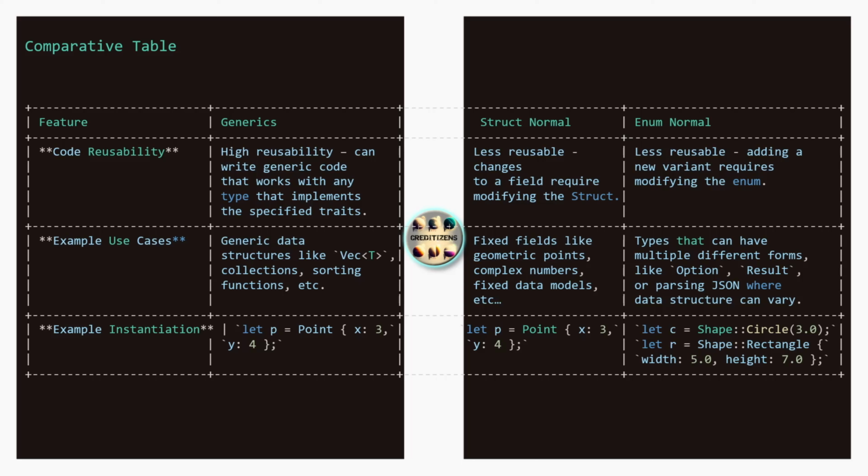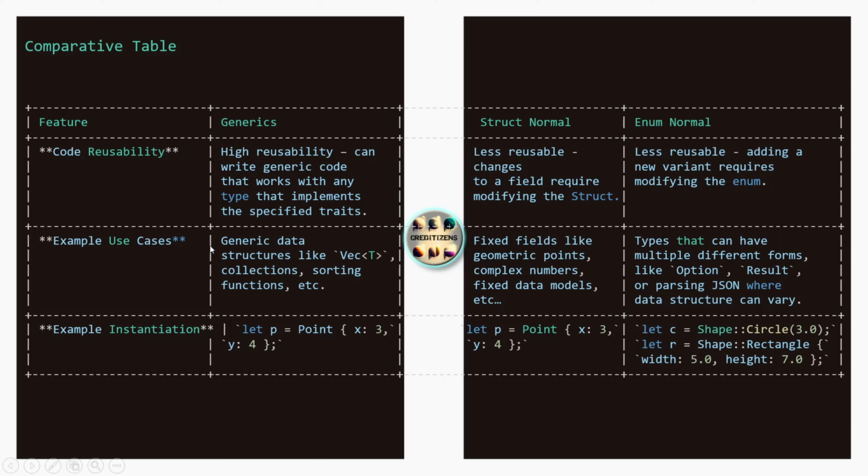Let's see the end of the table, which is code reusability. We've talked about it already. Generics, highly reusable. You can write generic code that works with any type that implements the specified trait. For the struct, it's less reusable. Changes to a field require modifying the struct. Same for the enum, less reusable. Adding a new variant requires modifying the enum.